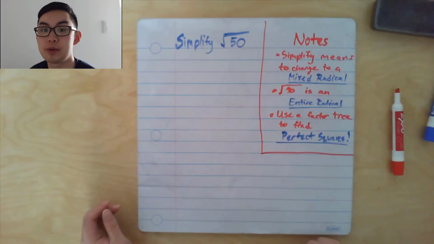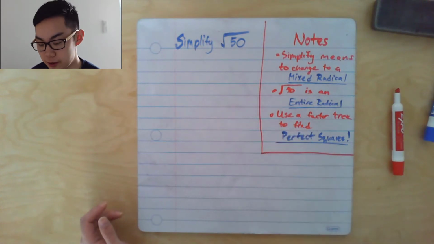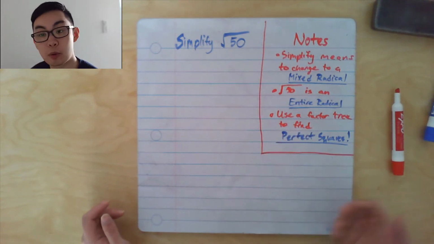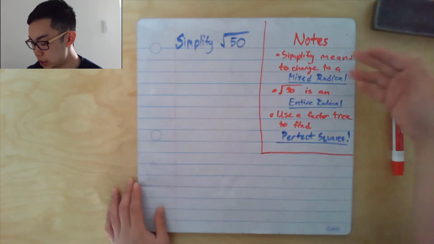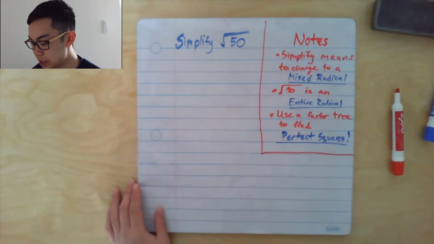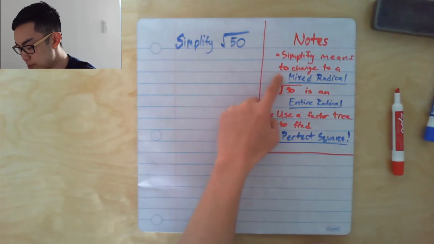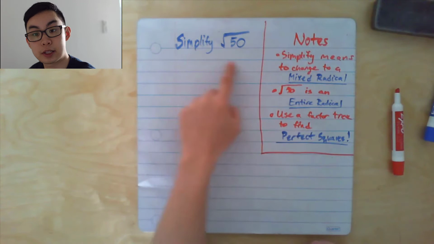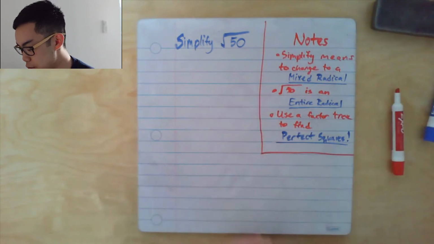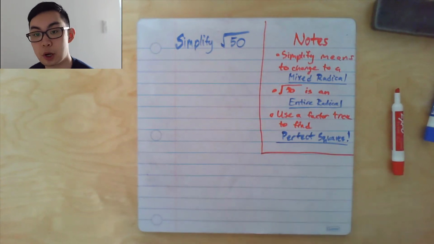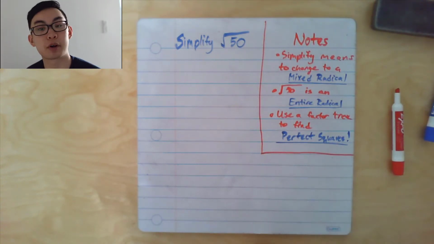Okay, so now we're going to be taking a look at our first example, which says to simplify the square root of 50. I wanted to make some notes quickly before I started this problem. When you see the word simplify, it means to change this entire radical into a mixed radical. Note that the square root of 50 is an entire radical, and so we're changing that to a mixed radical. To do so, we're going to be making a factor tree in order to find the perfect squares.